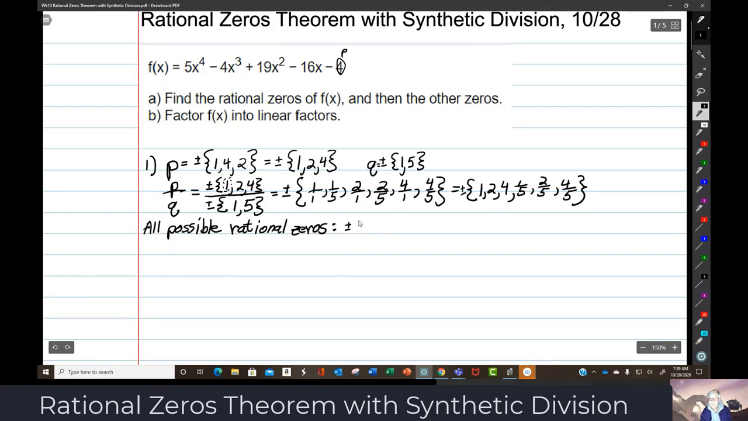Plus or minus, that is positive or negative 1, positive or negative 2, positive or negative 4, positive or negative 1/5, positive or negative 2/5, and positive or negative 4/5. Talking and writing at the same time are very hard. So making your list of all possible rational zeros comes first.